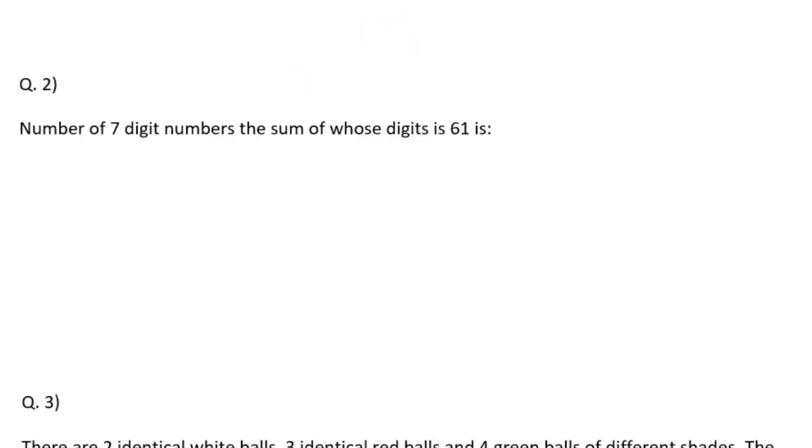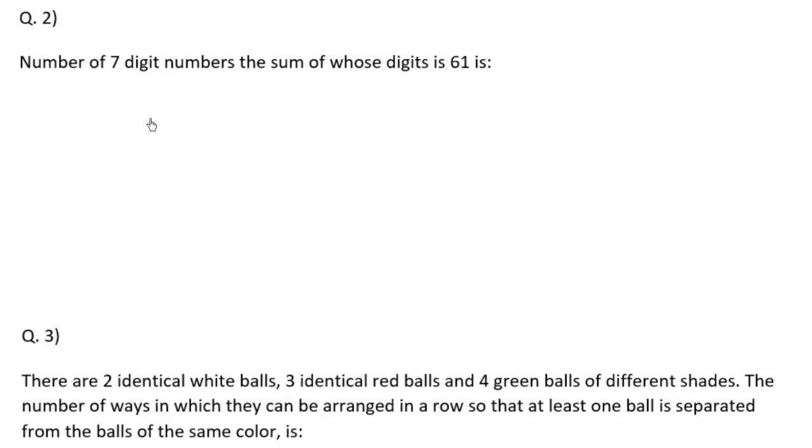Now let's take the next question. Question number 2. Here it says: the number of 7-digit numbers, the sum of whose digits is 61. Now, a 7-digit number and the digit sum is 61. It is close to that, so higher value digits will be used. If I use all 7 digits as 9, then the sum comes out to be 63, because 9 into 7 is 63.